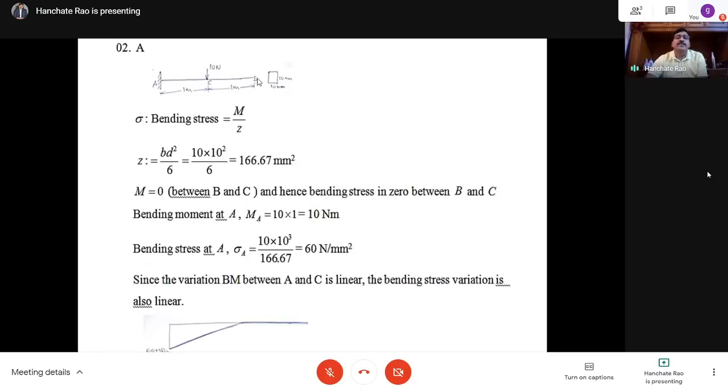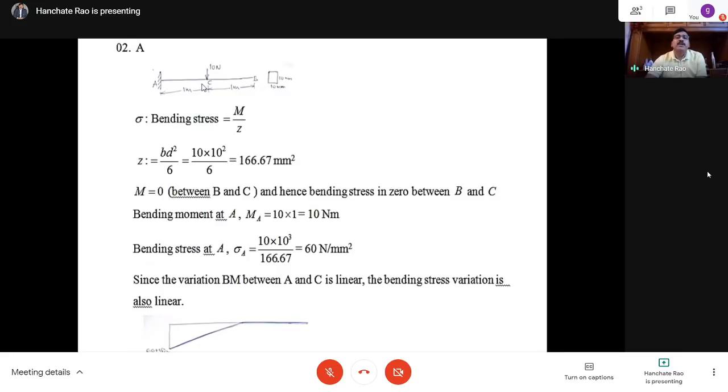You can take any section between B and C, there is no bending moment as there is no load on the right hand side. So up to C the bending moment is 0. So when bending moment is 0, bending stress sigma is also 0. So there is no stress between B and C, 0. Bending stress at A is equal to bending moment at A divided by Z.